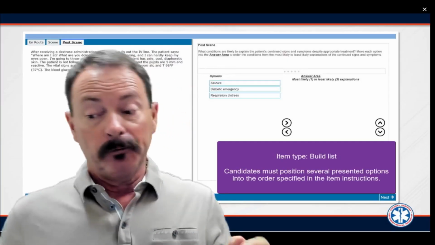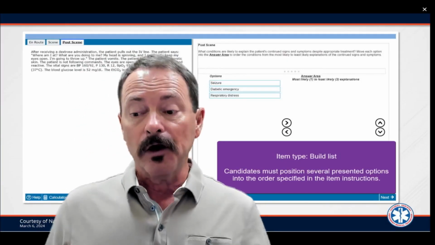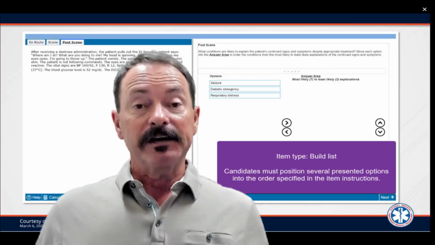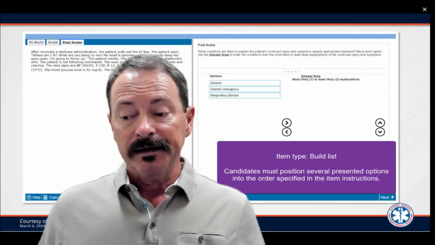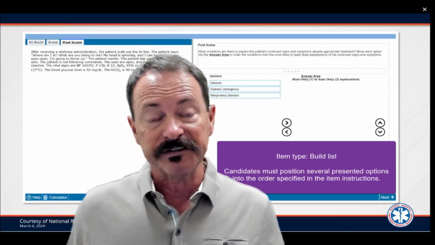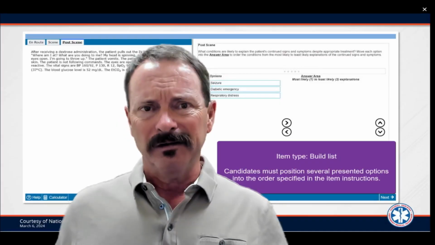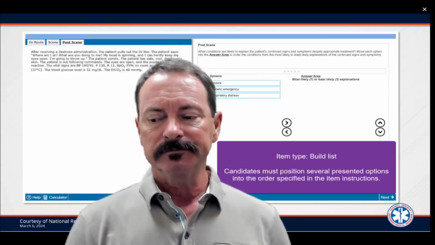Okay. So diabetic emergency, because his blood glucose level is still low. It could also be seizure activity, because he has a history of seizures. And it could be respiratory distress. Well, his pulse oximetry is 95% on room air. That may be the least likely that we have, okay?